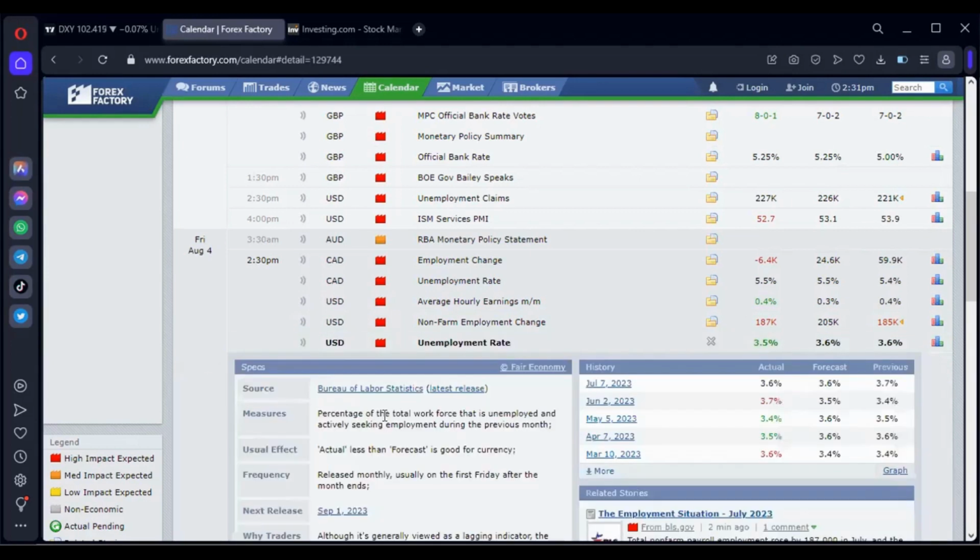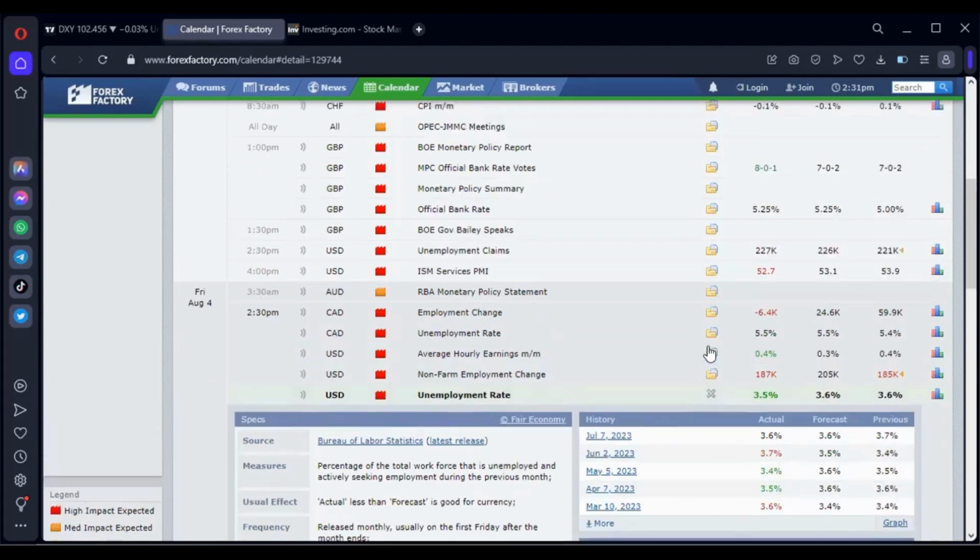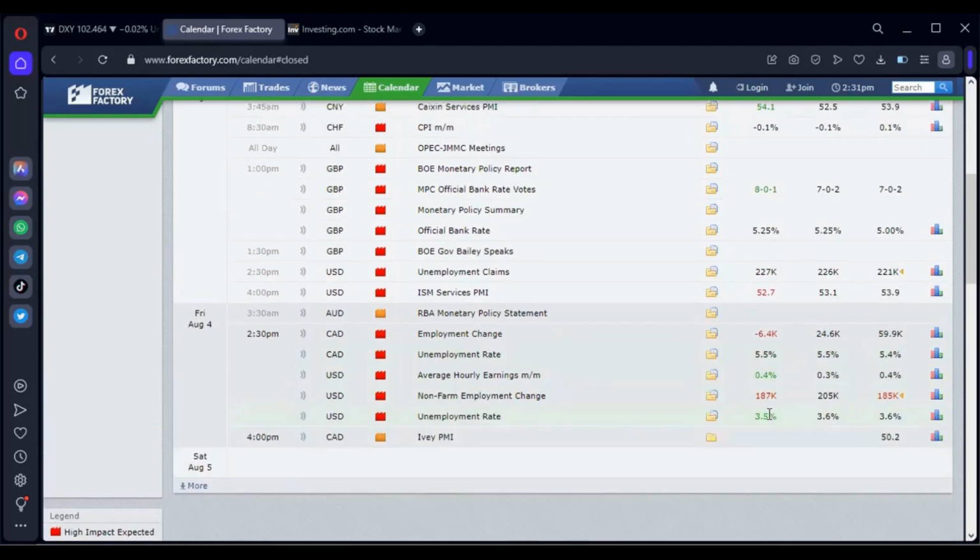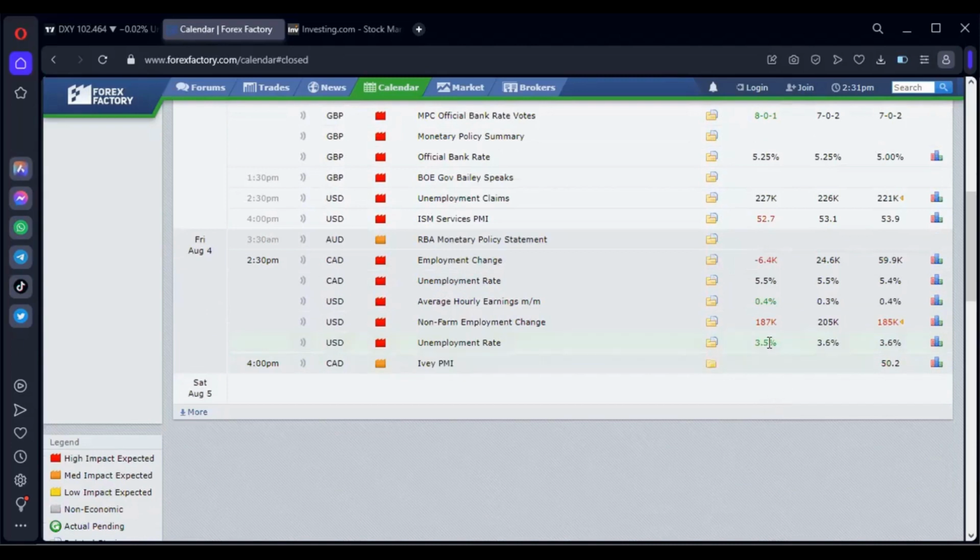So this number basically measures the percentage of total workforce that is unemployed, right? Unemployed being the key word, which means the unemployment number is going down from the previous one, when it was expected to be 3.6 or the same. So generally, this is the only positive news, with the unemployment rate going down, but the number of unemployed people is sort of a confusion.